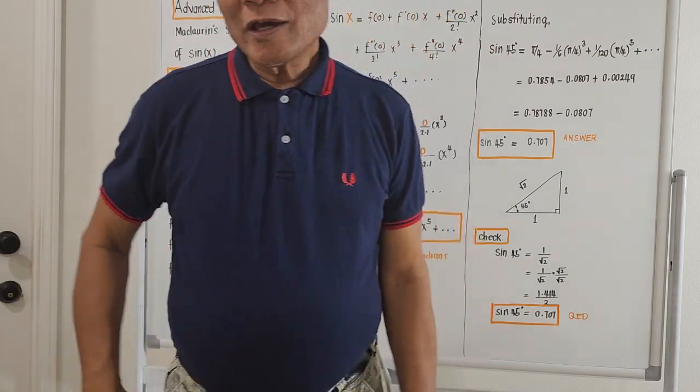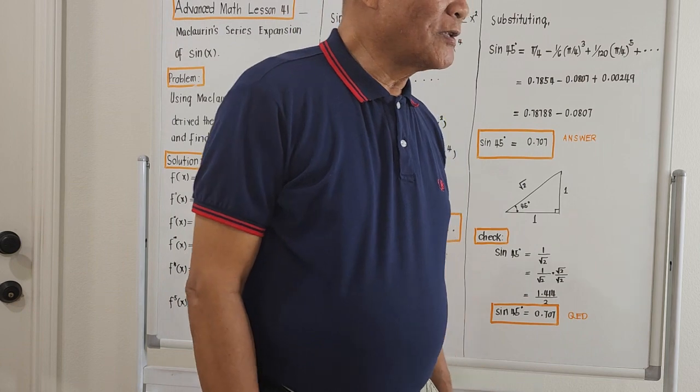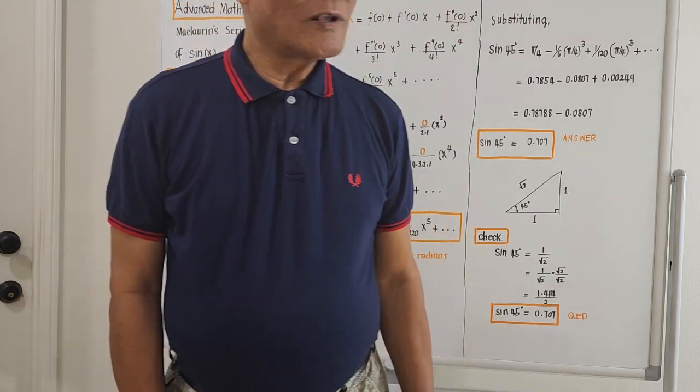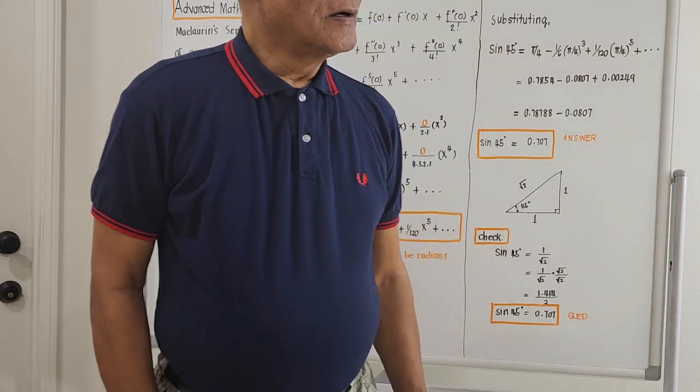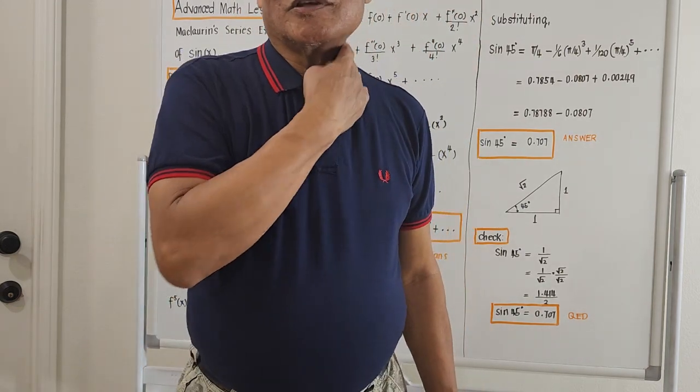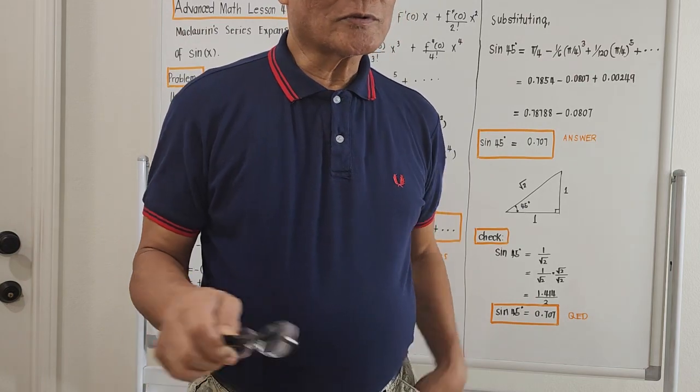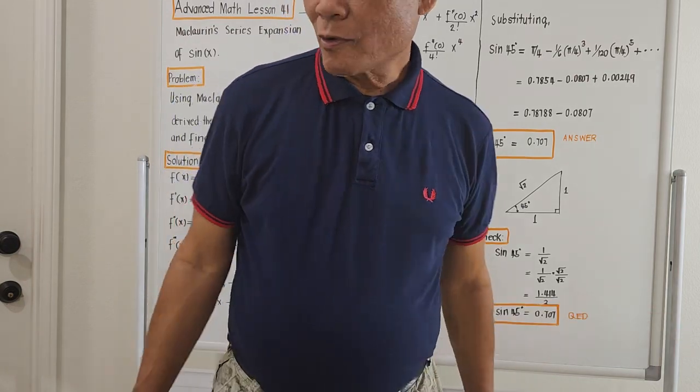Okay, we are almost done with advanced mathematics. But for tonight, I will still be discussing some example problems of the last topic on advanced mathematics, that is the Maclaurin series of expansion application problems. Okay, let's proceed.